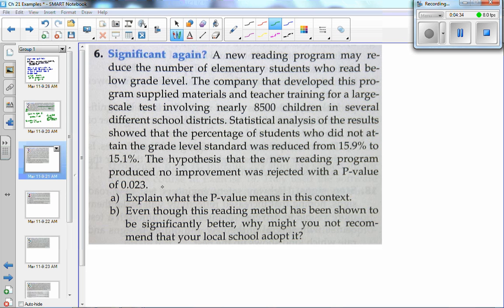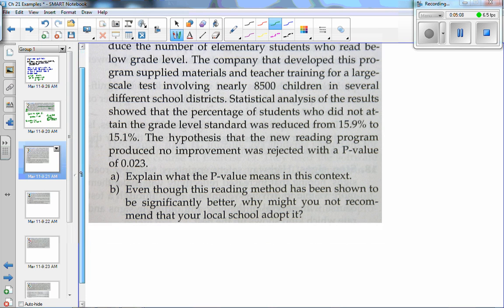All right, the next problem I want to take a look at is also on page 491, number 6. A new reading program may reduce the number of elementary students who read below grade level. The company that developed this program supplied materials and teacher training for a large-scale test involving nearly 8,500 children in several different school districts. Statistical analysis of the results showed that the percentage of students who did not attain the grade level standard was reduced from 15.9% to 15.1%. The hypotheses that the new reading program produced no improvement was rejected with a p-value of 0.023. Then we're asked to explain what the p-value means in this context.